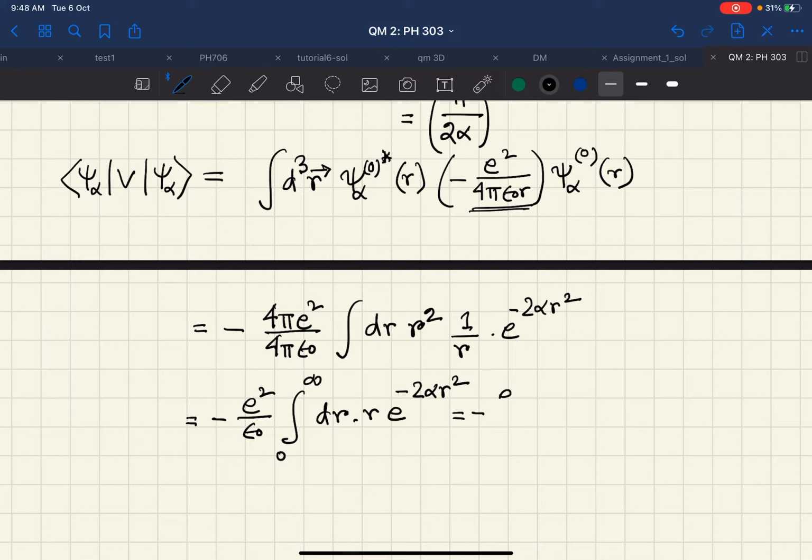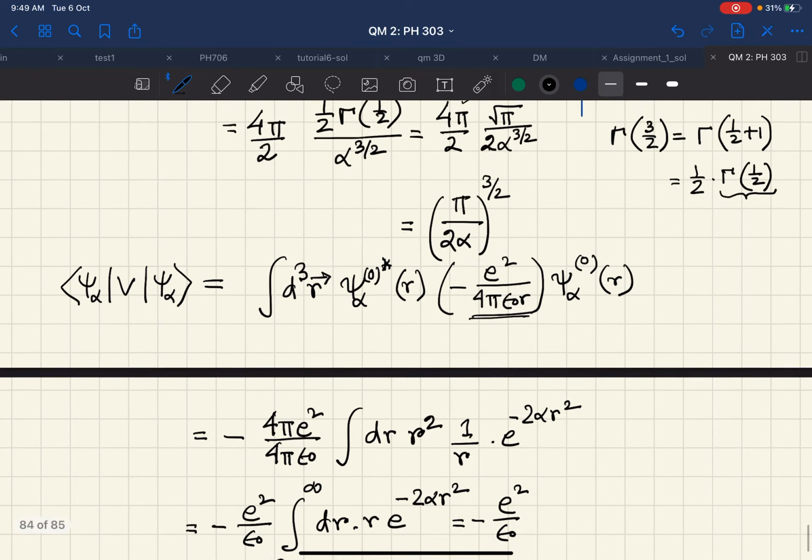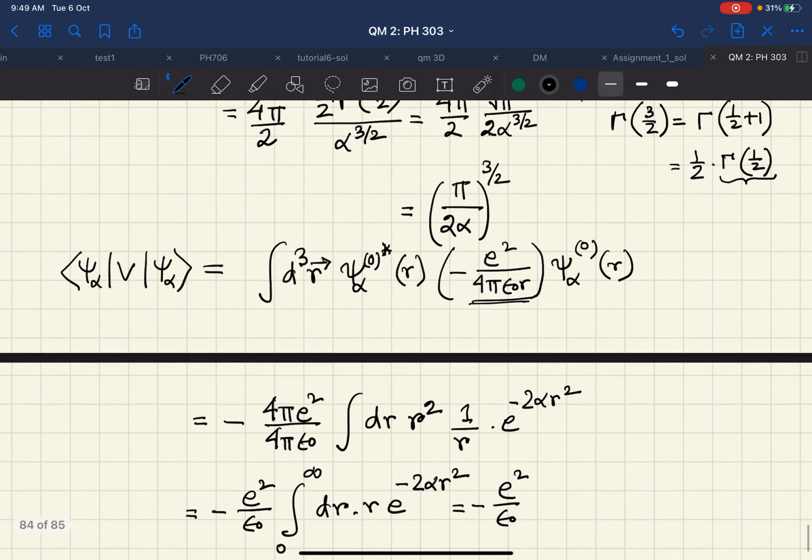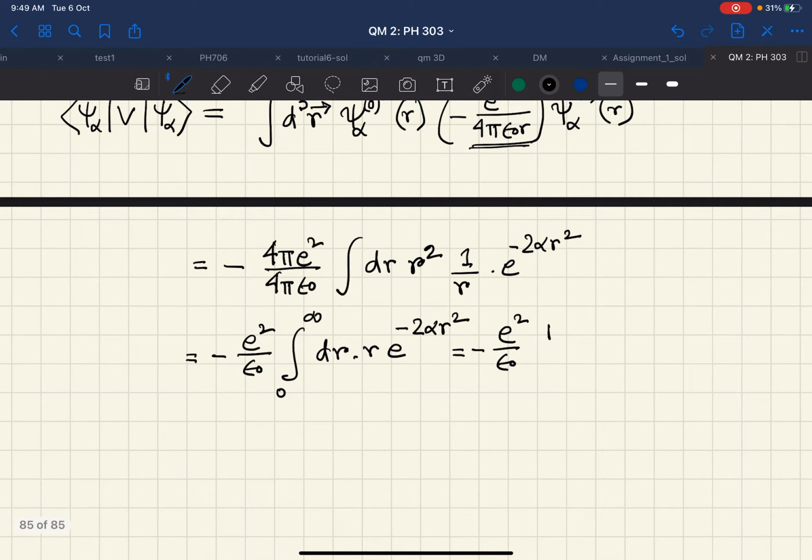This is e square by epsilon naught with a minus sign, and then this is going to give me, because n is equal to 1, a factor of gamma of n plus 1 by 2, and n equal to 1 means this is gamma 1. The gamma 1 means that this is 1. So gamma 1 divided by 2 into 2 alpha.